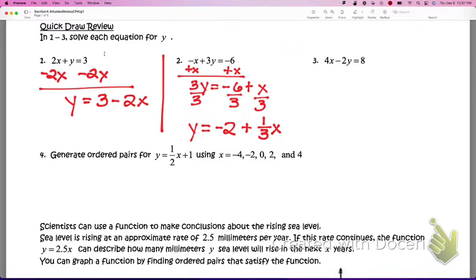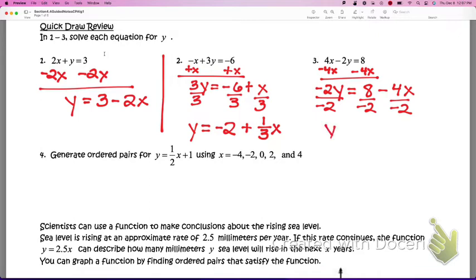All right, number 3, we're going to move the 4x over by subtracting 4x. And then I would have just a negative 2y, don't lose that negative in front of the 2, equals 8 minus 4x. Then what are we going to do? What's the operation between the 2 and the y? It's multiplying, so we want to divide. Divide everything by negative 2.